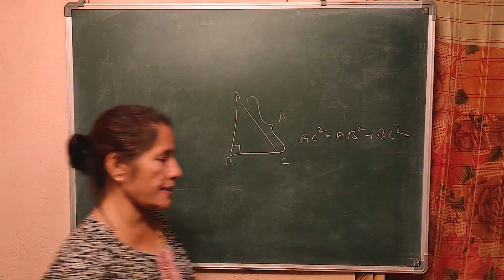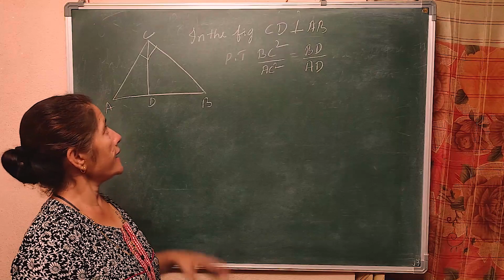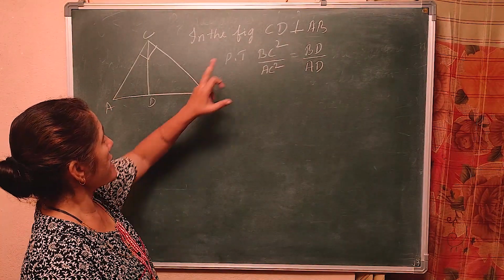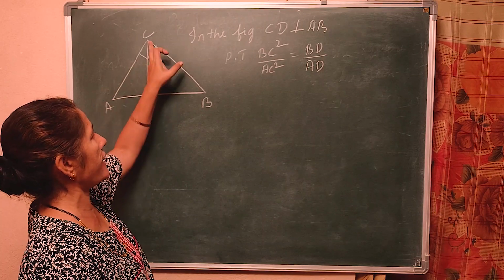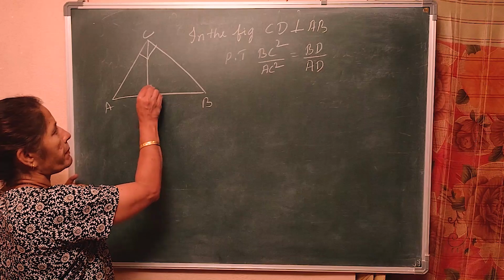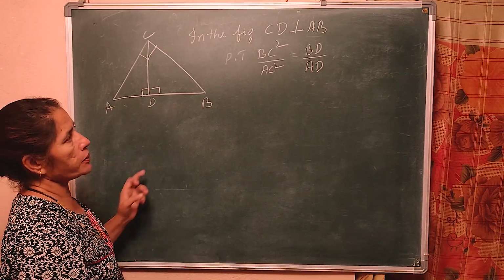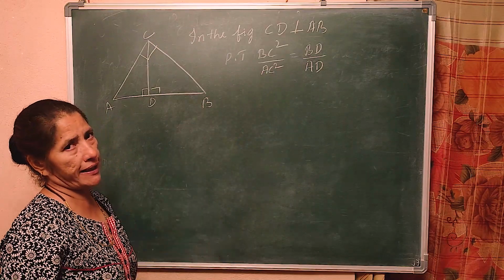The first question is like this. In the figure, CD is perpendicular to AB. What type of triangle is it? Right angle triangle ACB, right angle at C. CD is perpendicular to AB. Prove that BC square by AC square is equal to BD by AD.